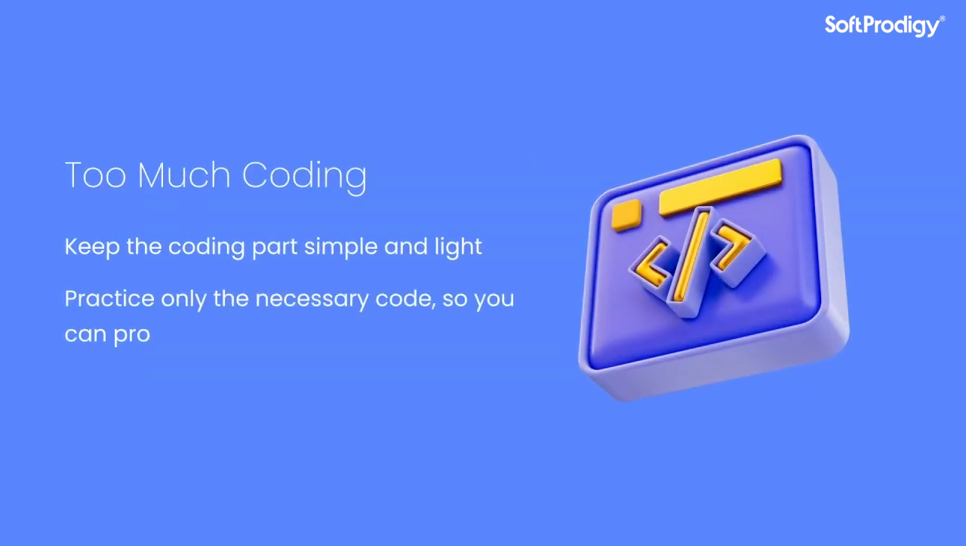5. Too much coding. Lastly, a badly written or hefty code can crash your mobile app. This is because when coders write long and complex codes on their device, the app drains out all the resources when it's used on other gadgets or devices. The best advice is to keep the coding part simple and light. Practice only the necessary code, so you can provide a single-purpose tool that users want. Don't make the coding part complex by considering those elements that are so hard and unnecessary.